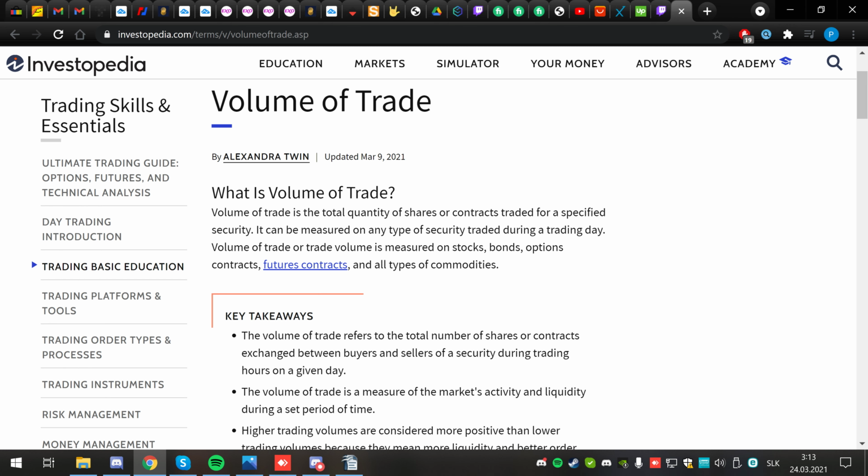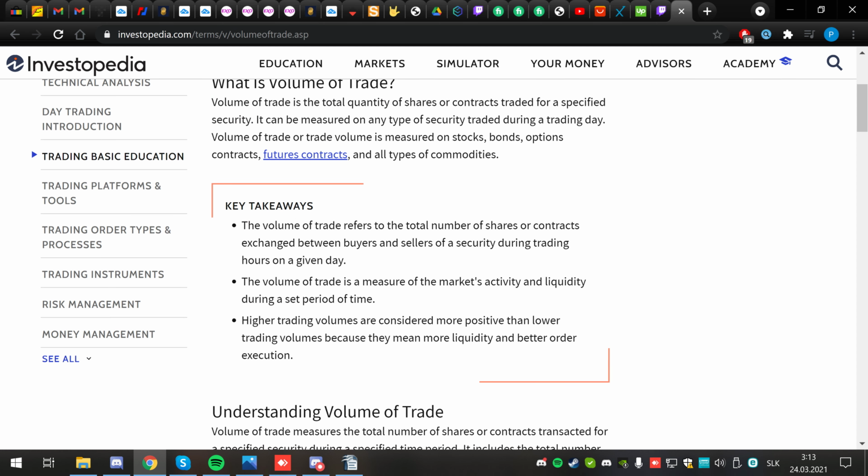So what is volume of trade? Volume of trade is the total quantity of shares or contracts traded for a specified security. In our case, it's Bitcoin. The volume of trade refers to the total number of shares or contracts exchanged between buyers and sellers of a security during trading hours on a given day. The volume of trade is a measure of the market's activity and liquidity during a set period of time.